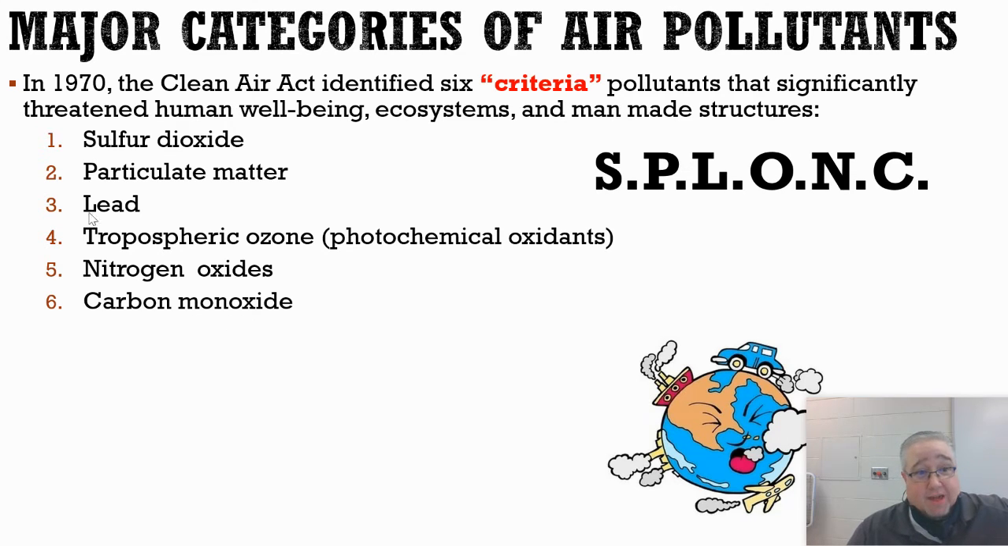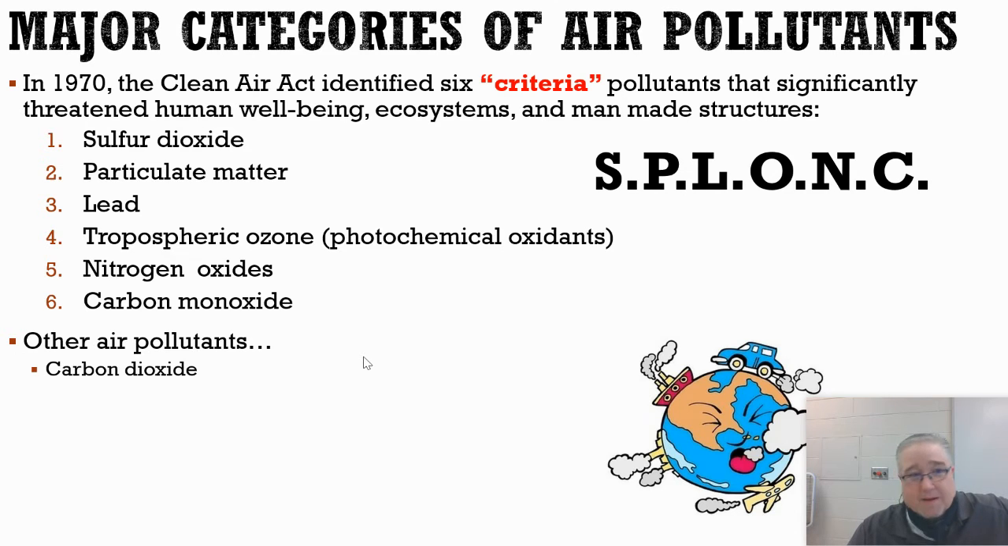So for these 6 things, we use this mnemonic. It's called SPLONK. S is sulfur dioxide, P is particulates, L is lead, O is ozone, N is nitrogen oxides, and C is carbon monoxide. If you remember SPLONK, and remember what each letter represents, you'll know your criteria pollutants. Now, I'm not saying that these are the only air pollutants. They're just the 6 really bad ones.